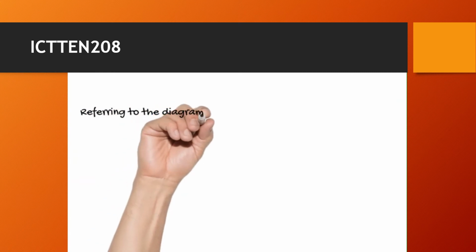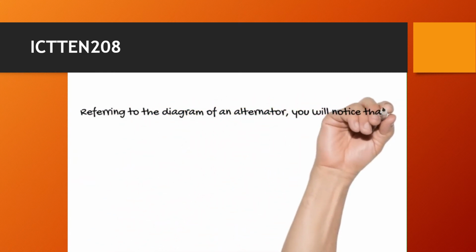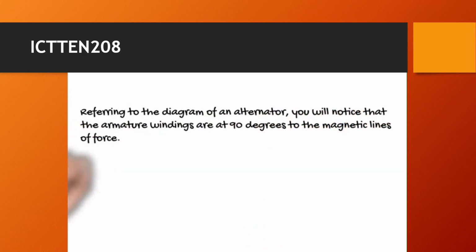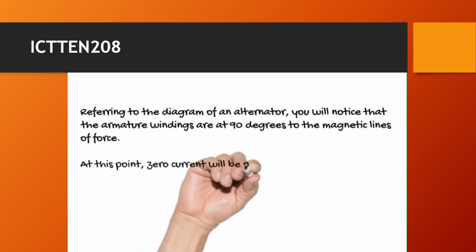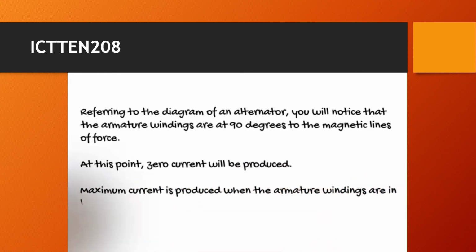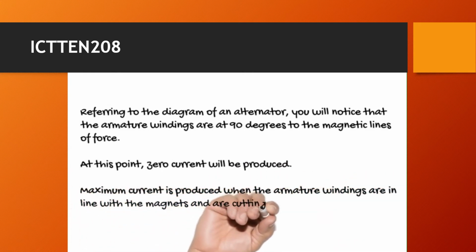Referring to the diagram of an alternator, you will notice that the armature windings are at 90 degrees to the magnetic lines of force. At this point, zero current will be produced. Maximum current is produced when the armature windings are in line with the magnets and are cutting through the magnetic force field.